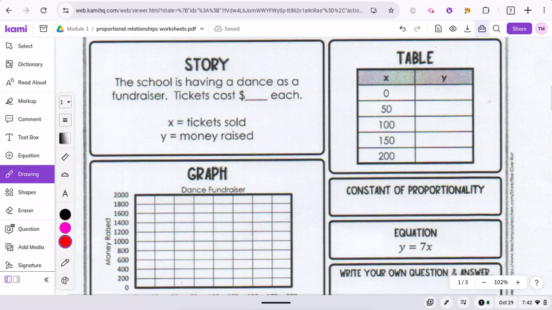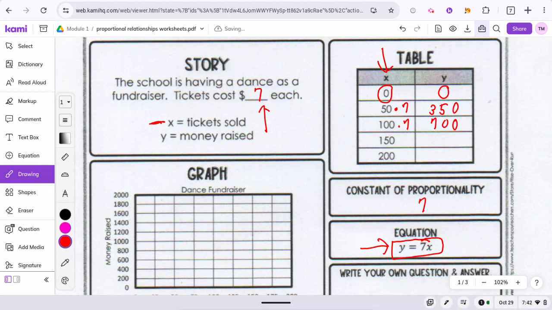Similarly here, it gives you the equation. So y equals 7 times x. That means the rate here is 7. And then x is going to be the number of tickets sold. So of course, 0 tickets sold, $0. And then from there, you go by the rate of 7x. So y equals 7x. So 7 times 50 is going to give you the 350. And of course, the 100 times 7 will give you 700. So the rate here is 7 for the constant of proportionality.